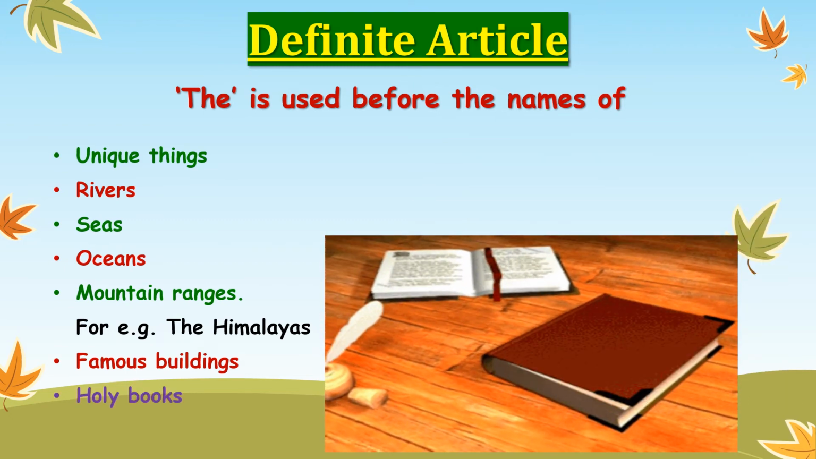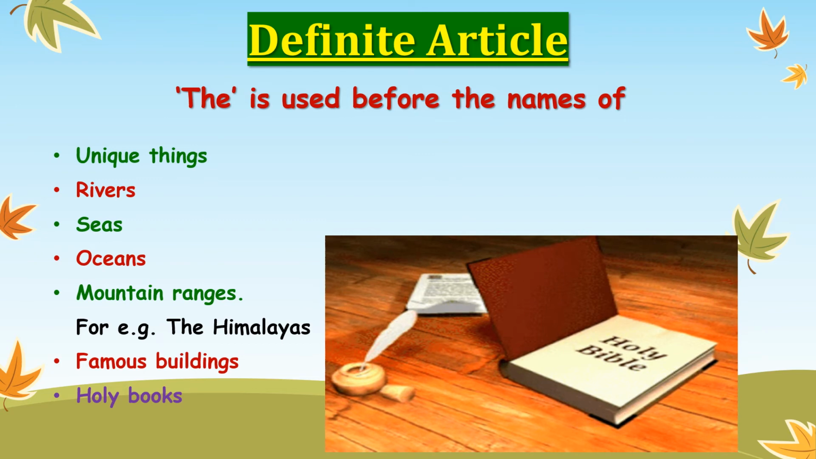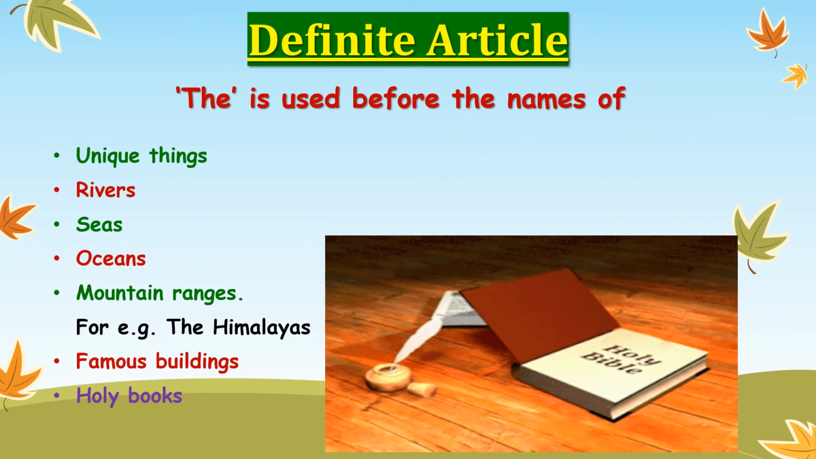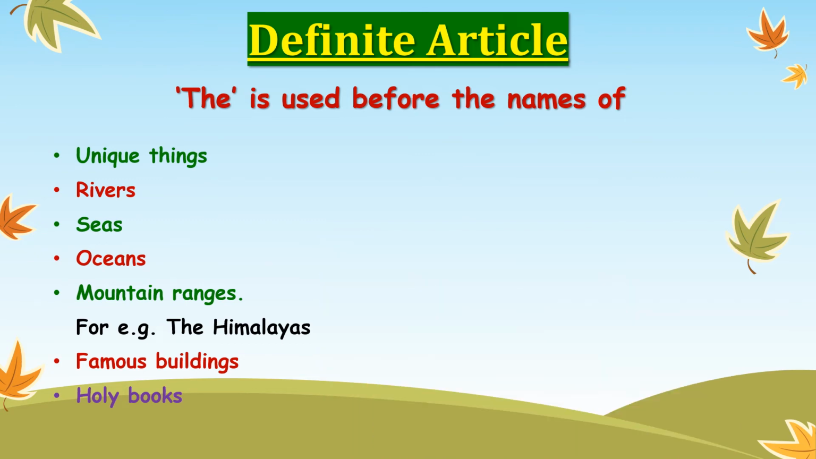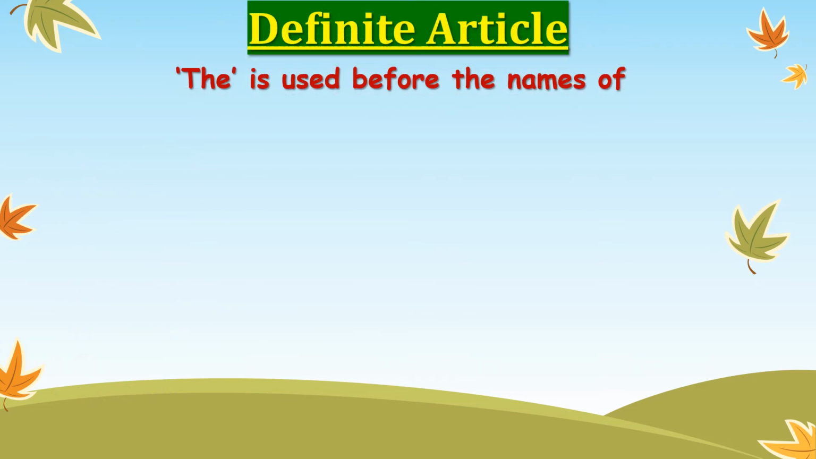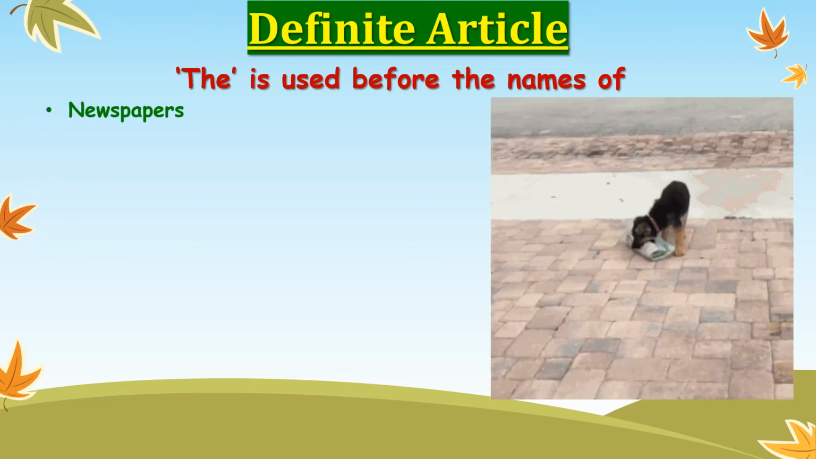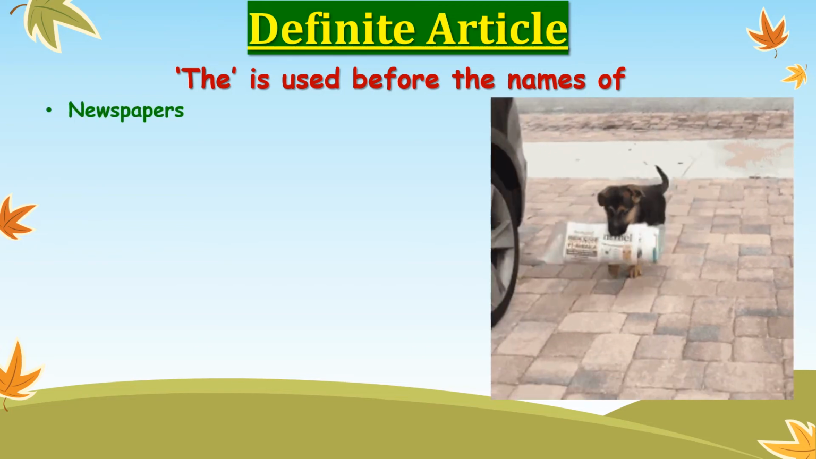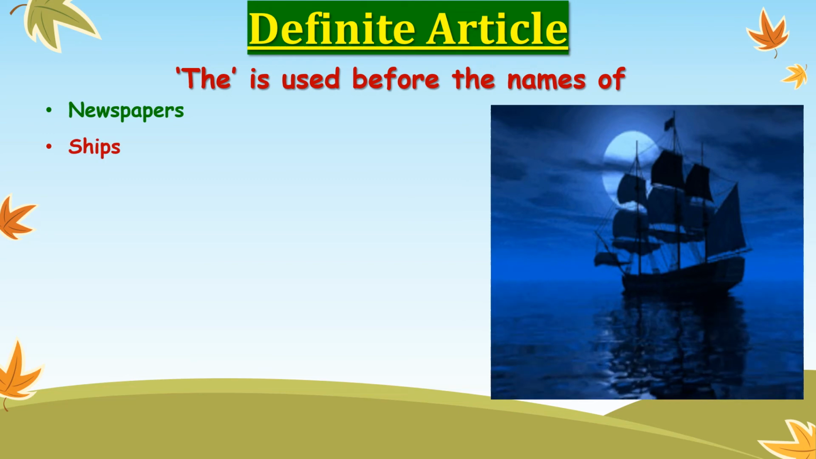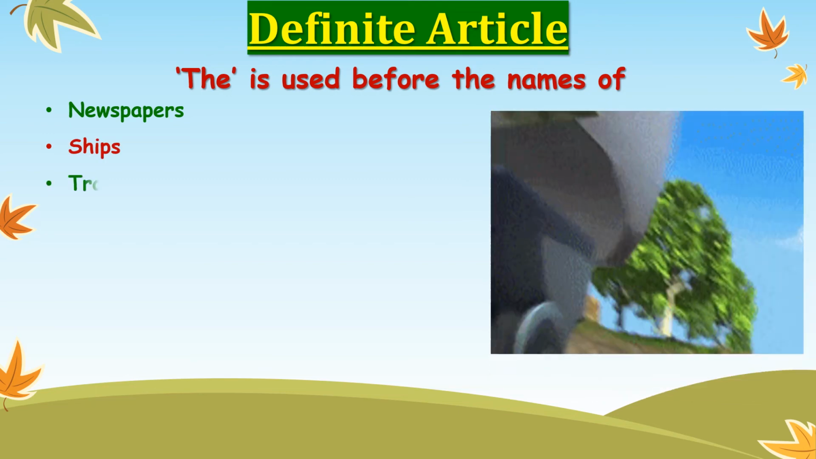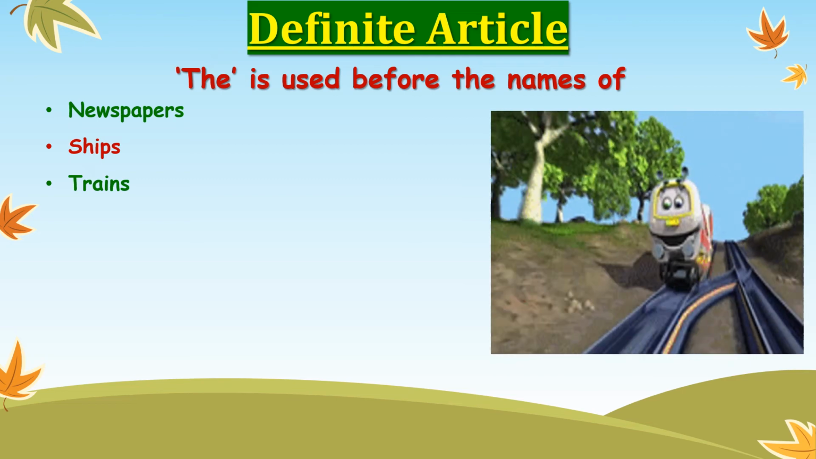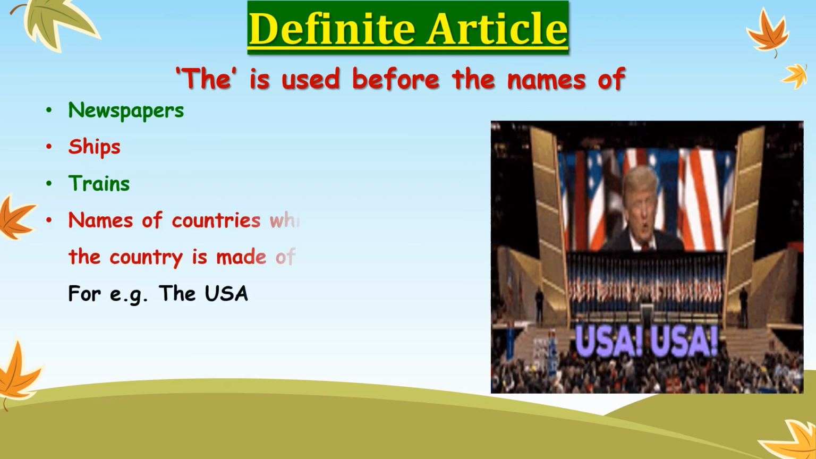Holy books. So we use the before the names of holy books. For example, the Bible, the Bhagavad Gita, the Guru Granth Sahib. We always use the before names of holy books. The is used before the names of newspapers. For example, the Hindustan Times. Before the names of ships and even trains. For example, the Shatabdi Express.